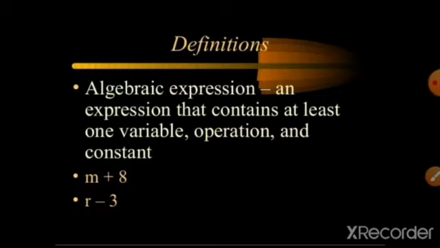Here two examples are shown. First is m plus 8. So here m is the variable and 8 is the constant which is separated by the operation plus sign in between. Next example is r minus 3. So here r is the variable and 3 is the constant which is separated by the minus sign operation in between.